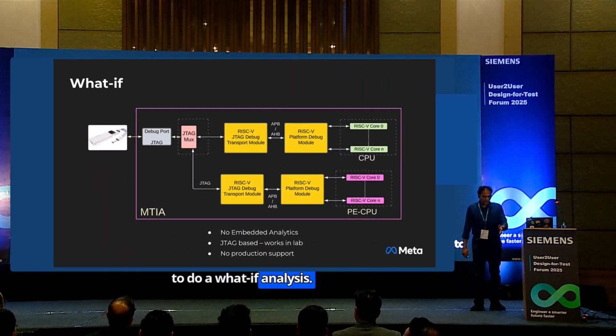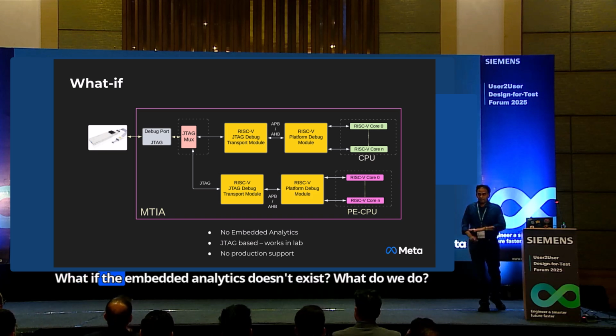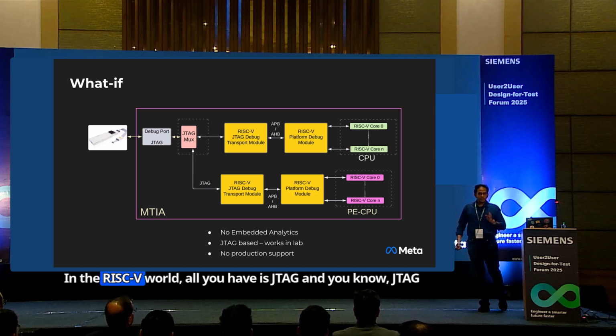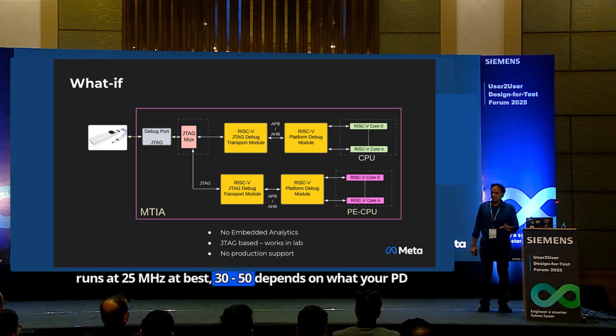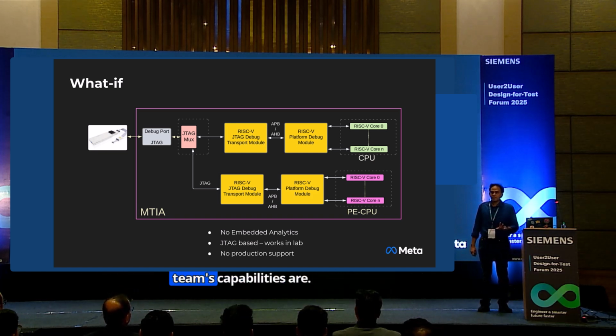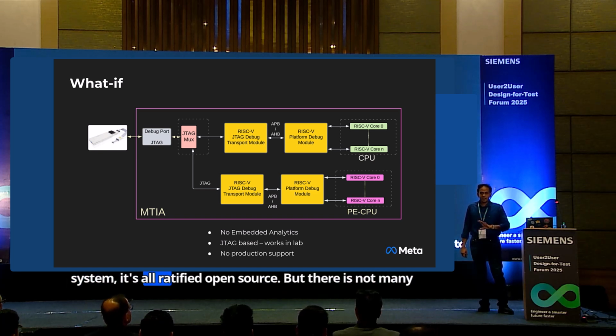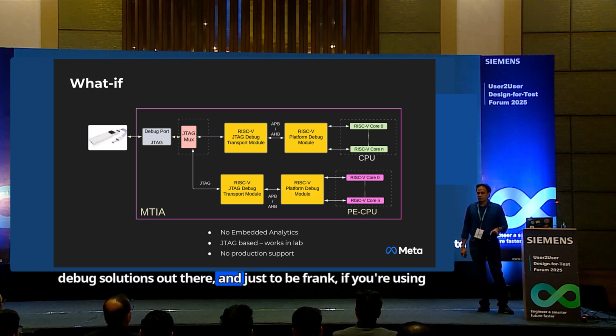So I want to do a what-if analysis. What if the embedded analytics doesn't exist? What do we do? In the RISC-V world, all you have is JTAG. And you know JTAG runs at 25 megahertz, at best 30 or 50, depending on what your PD team's capabilities are and the size of the chip. For the RISC-V subsystem, it's all ratified and open source, but there are not many debug solutions out there.